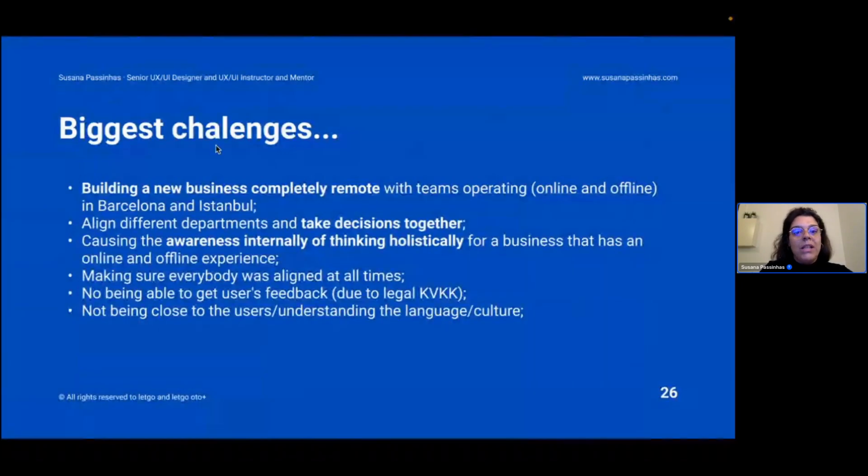Biggest challenge for me here. Sorry about the spelling. Building a new business completely remote with teams operating online and offline. It was tough, and different cultures as well, and the way of interpreting things. And remember, I was organizing all these workshops to align different departments and take decisions together. Sometimes it was not easy. I'm a very fast thinker and actionable person, and it was sometimes a bit hard to manage decisions and so on, but causing the awareness internally of thinking holistically, of a business that has an online and offline experience.